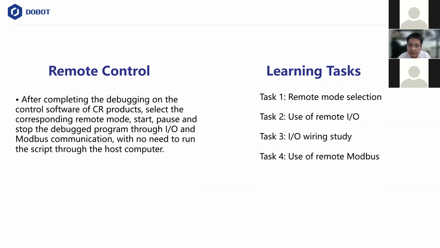There are four tasks in the remote control learning part. Task one, remote mode collection. Task two, learning how to use remote I/O function. Task three, starting the I/O wiring. Task four, learn how to use the remote motor bus function.